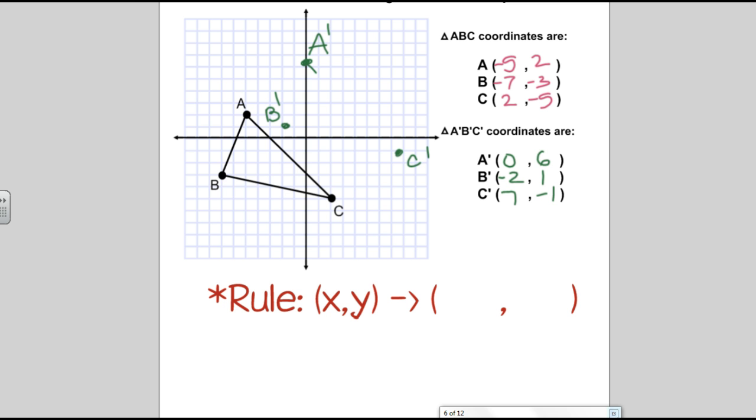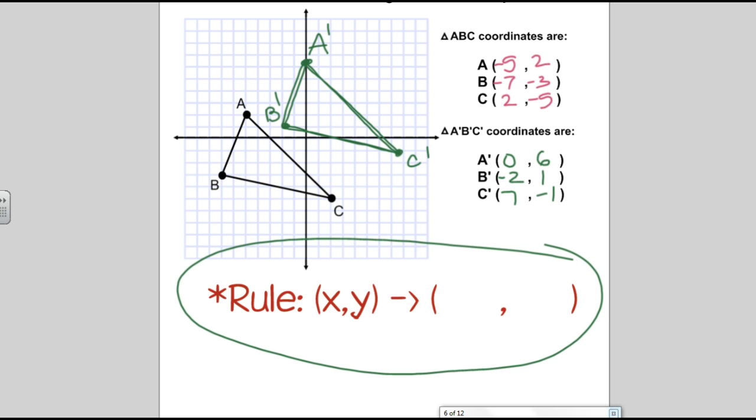You would need to connect the dots to form your new figure. Remember, this figure is perfectly congruent to your original figure. The size should not have changed and the shape should not have changed. And you call it A prime, B prime, C prime. Now, it's asking for a rule. What was the rule? So I want to know, let's say we didn't have a picture at all. There was no picture.